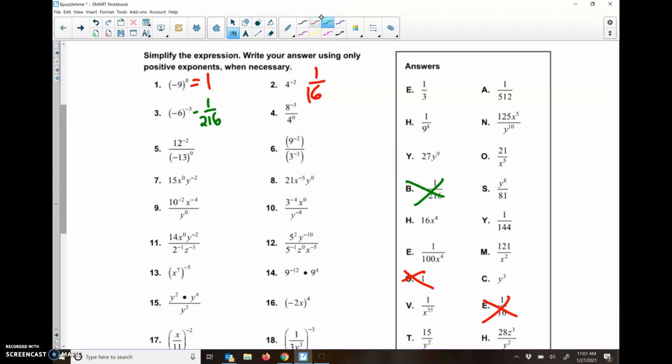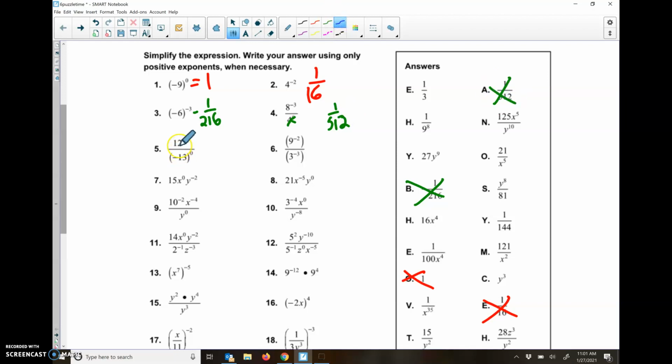Okay, and now we have one of those where it's going to flip because it's a fraction. So 4 to the 0 power is just going to be 1, so that can just go away. Remember, anything to the 0 power is 1. And then we have 8 to the -3rd power. So 8 to the +3rd power is 512. So 8 to the -3rd power is 1 over 512. So letter A.